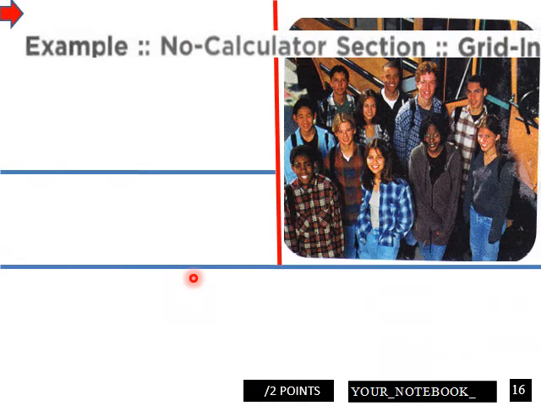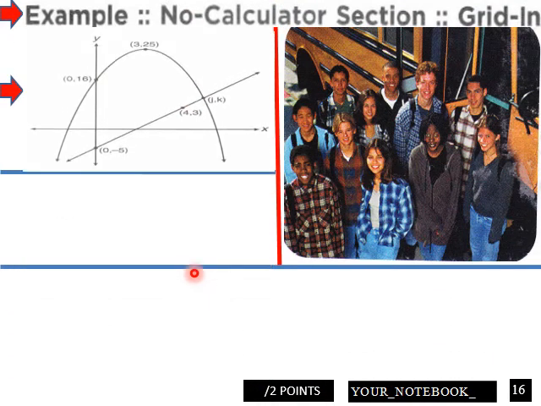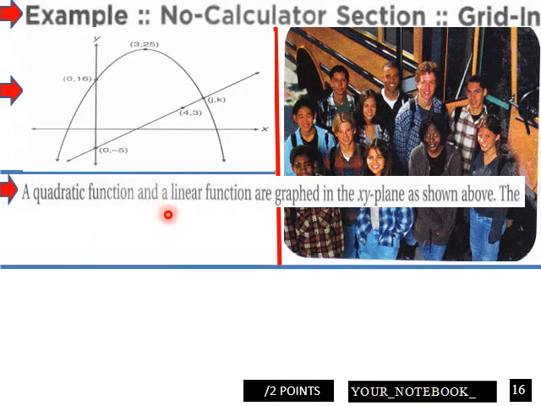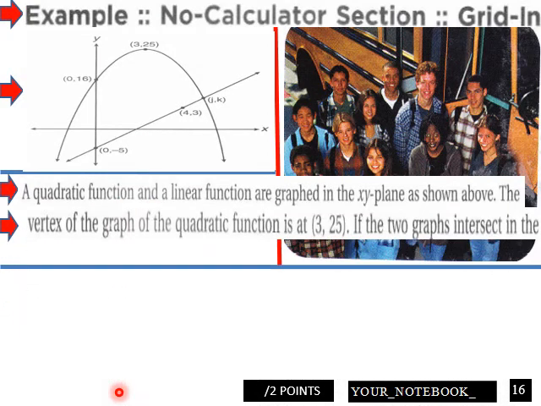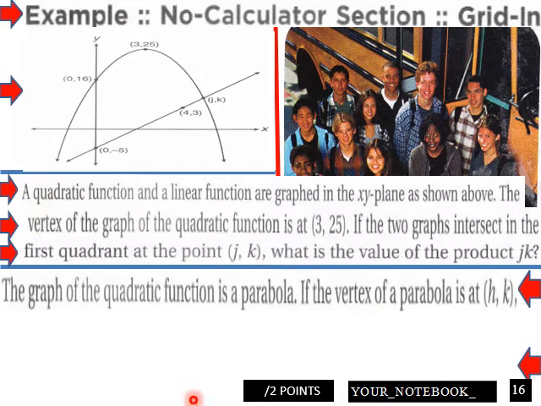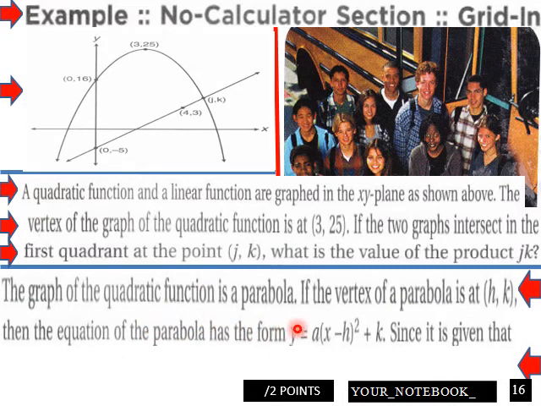Page 16, example, no calculator section. We have this graphic here. We have a parabola with a line going through it. A quadratic function and a linear function graphed in the xy plane. The vertex of the graph of the quadratic function is (3, 25), which is here. If the two graphs intersect in the first quadrant at the point (j, k), what is the value of the product jk?